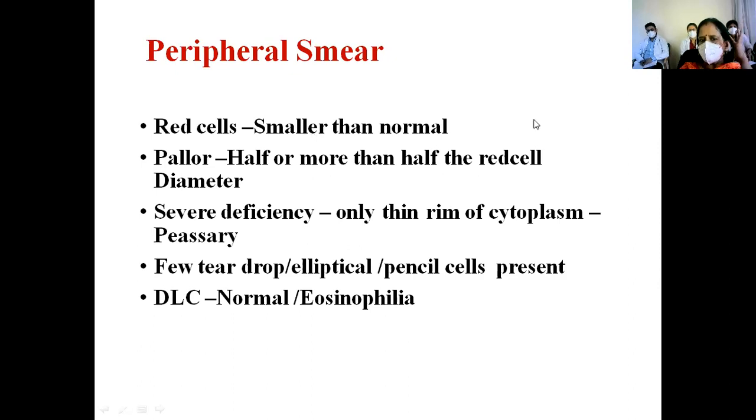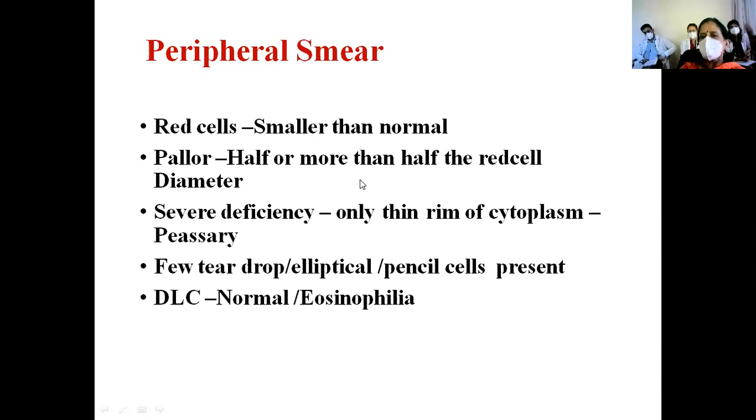Peripheral smear, what do you see? You see RBCs which are smaller than normal. How do you say they're smaller than normal? Compare with the small lymphocyte, which is 8 micron in size. Then pallor, hypochromia. Here we call it hypochromia. Pallor is a clinical word.